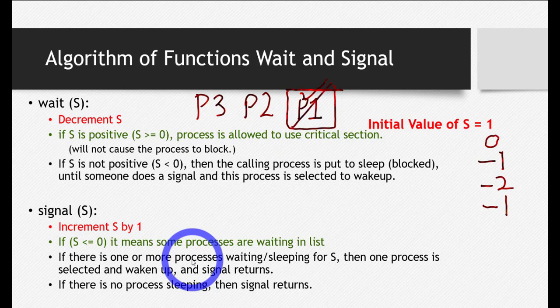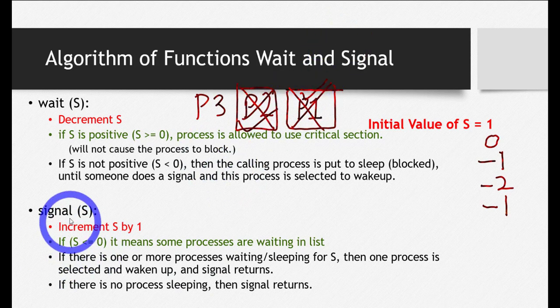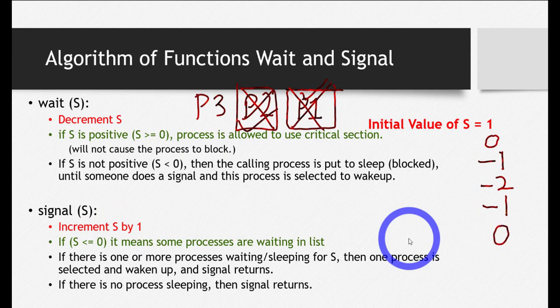So P1 has done the work, it's gone now, and now P2 is selected to use the critical section. So P2 is now using the critical section. And then after P2 is done too, it will call the signal function. It will increment S by 1. Since S is -1 and you increment it, it becomes 0. Again, this condition is checked: if S is less than or equal to 0. S is 0 right now, so it means some processes are still waiting, and we know P3 is waiting. So it will be selected and woken up and then the signal will return.